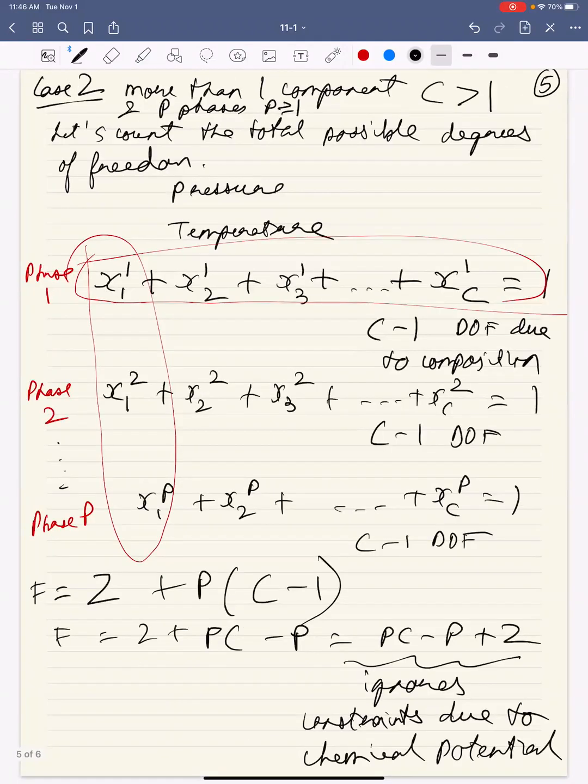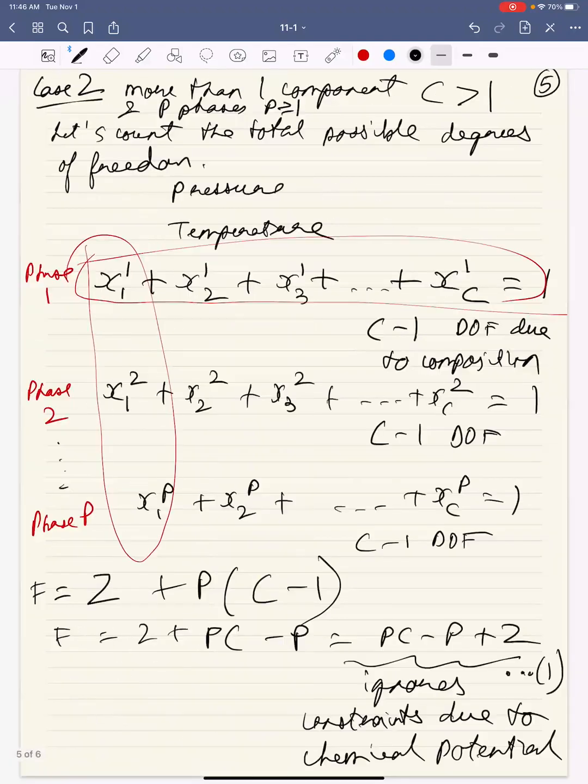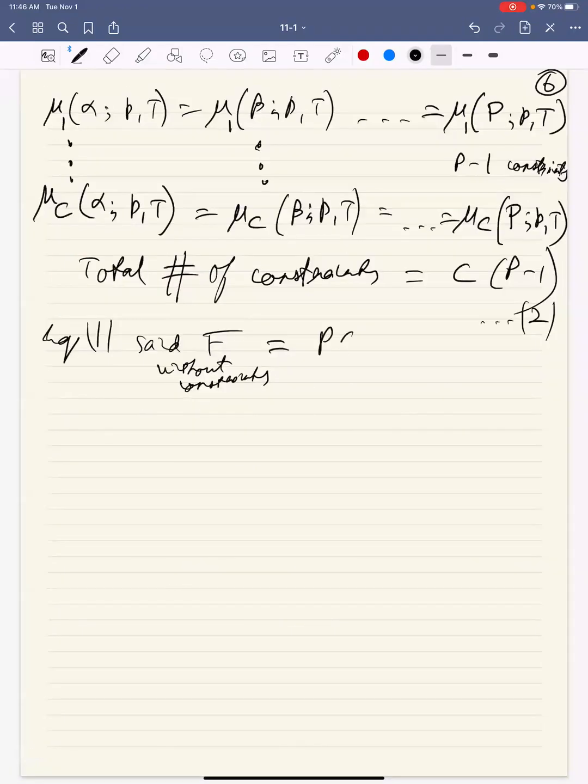Total possible number of degrees of freedom was PC minus P plus 2. So let's call this equation number 1. Let's call this equation number 2. Equation 1 said F without constraints is equal to PC minus P plus 2.